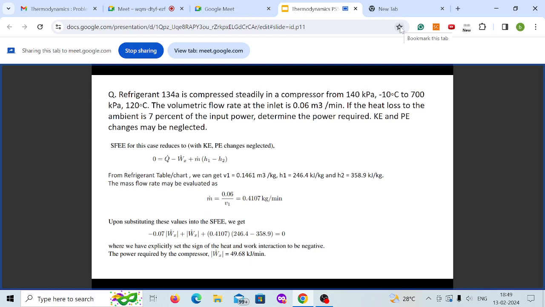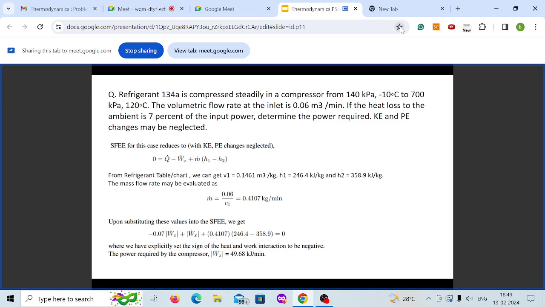They are saying that the heat loss to the ambient is 7% of the input power. So the compressor is losing some heat to the atmosphere, and the fraction of heat which is lost to the ambient is 7% of the input power. So determine the power required.